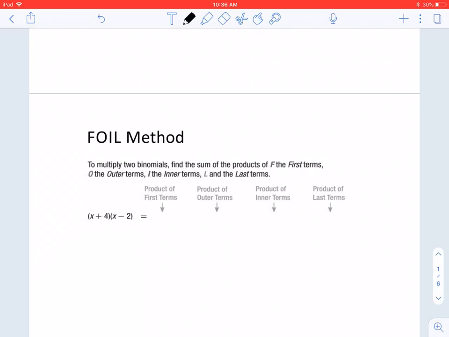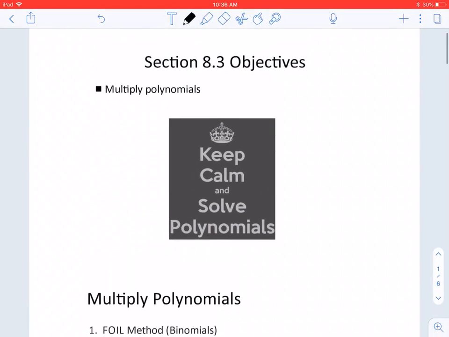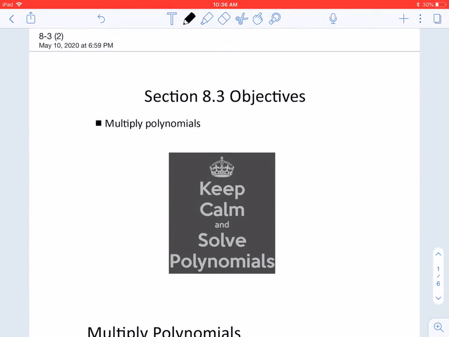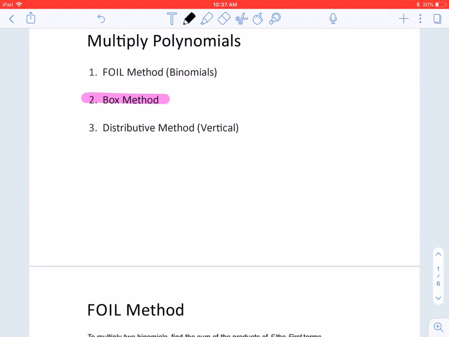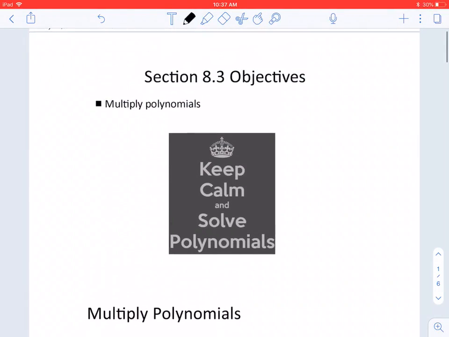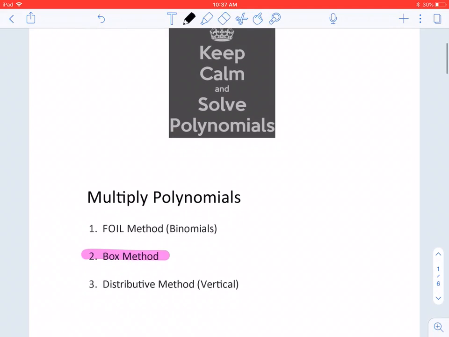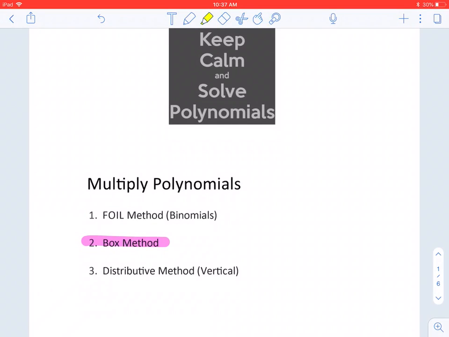I want to cover today, we're going to still be in Chapter 8, Section 3, but I'm going to show you the second way of actually multiplying these polynomials together. And that way is going to be called the FOIL method. And the FOIL method is actually the most commonly used method. When you move into geometry and algebra 2 and maybe algebra 3 or pre-calc at some point, you're most likely going to use the FOIL method.